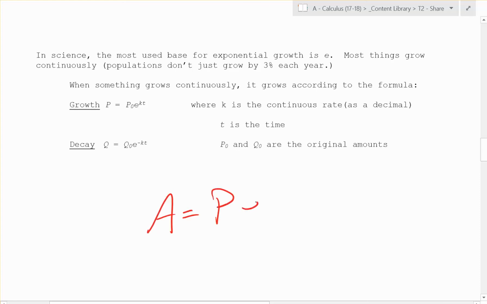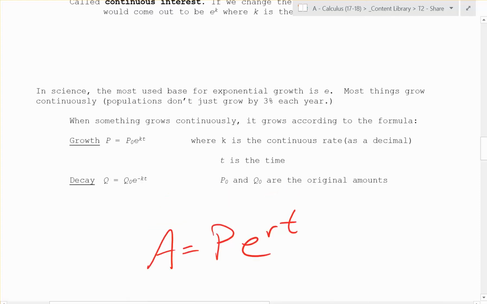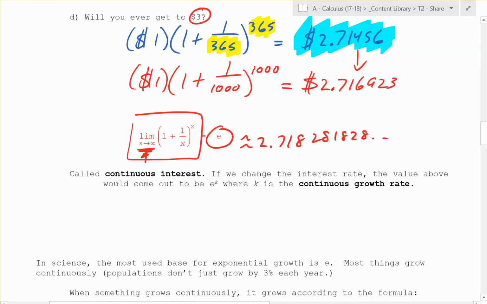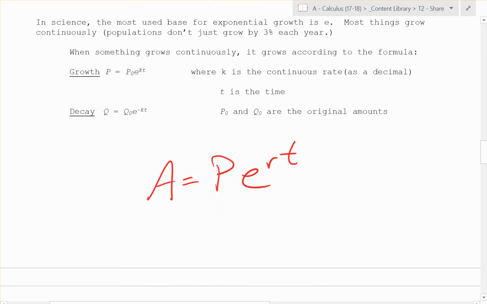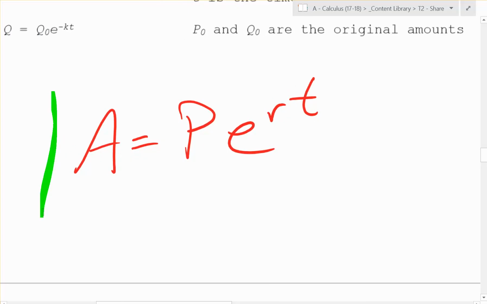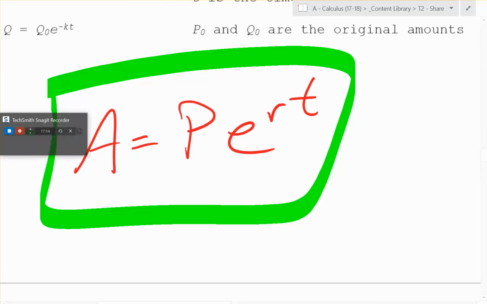A equals P e to the rt. This is called continuous interest. And that's what happens as this number right here goes to infinity. As you break it up into an infinite amount of small pieces, what kind of interest do you have? Well, you're compounding it infinitely. And that's what this formula is right there.